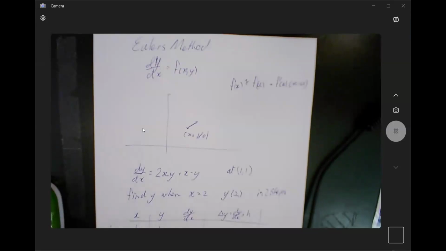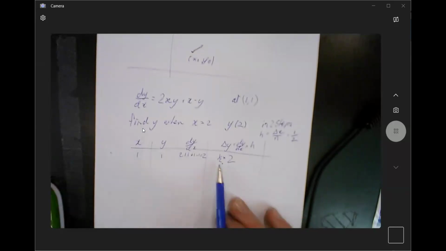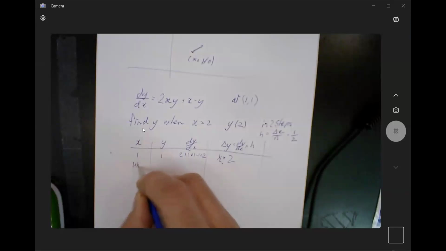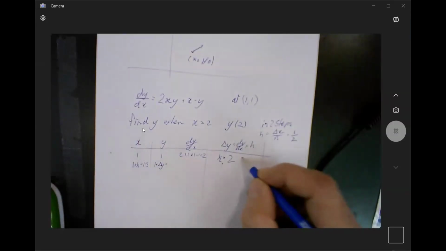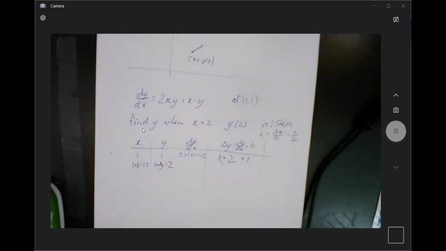This will only ever give me an approximate value. If I put these numbers into my differential equation, it's 2 times 1 plus 1 minus 1, which is equal to 2. I forgot to say that h is equal to the change in x divided by n, the number of steps. In this case x changes by 1 and the number of steps is 2, so h is a half. I'm going to do a half times the derivative, 2. The h is the change in x, so the new x is 1 plus h, which is 1.5. The new y is 1 plus delta y, which is 2. At each stage, I work out my new point.